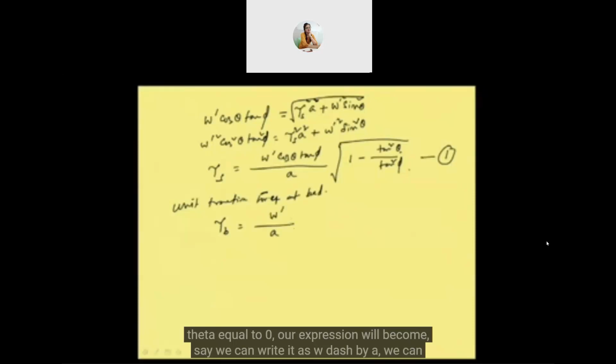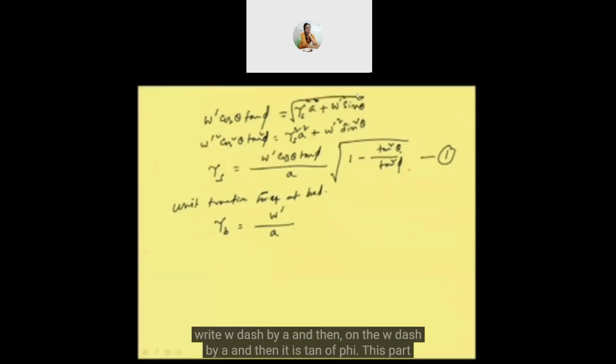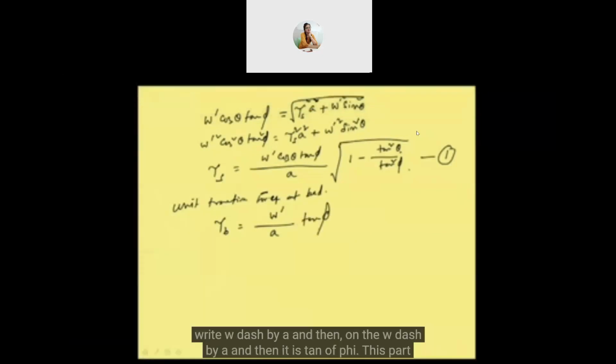We can write W dash by A, and then it is tan of phi. This part means W dash by A cos theta is becoming 0. Theta becoming 0 means cos theta equal to 1, and then it becomes tan phi. And what about this part? When theta becomes 0, this part becomes 0, and that's why it is 1 minus this, means only root over 1. So finally this becomes 1, and we get this expression. So this is the expression 2.